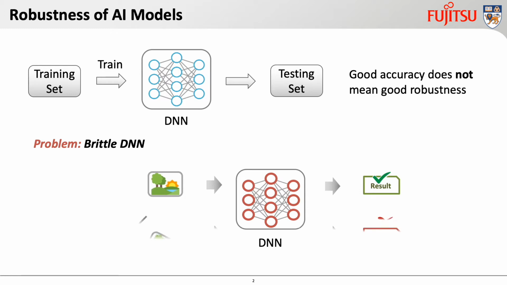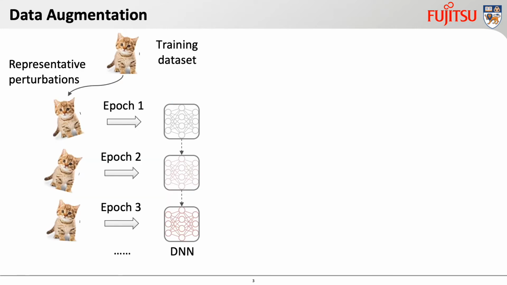In this project, we target to improve the robustness of AI models from the perspective of software engineering. Data augmentation is an approach to improve the performance of AI models. Similarly, it can also be used to improve the model robustness. In a widely used setting, people first find some representative perturbations of the training dataset in each epoch, and then train the model using those perturbations.